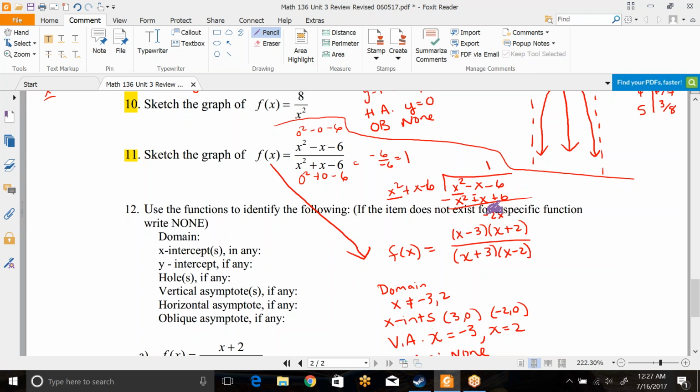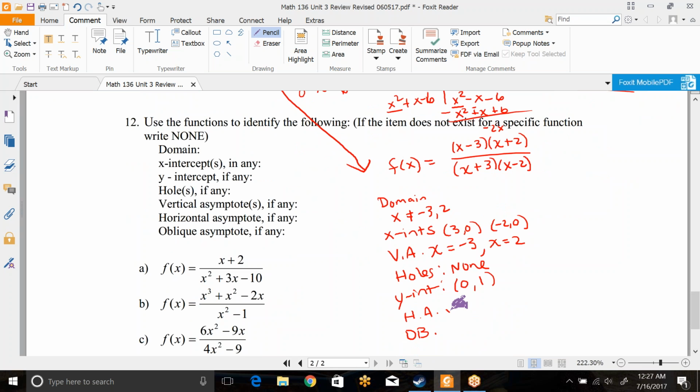But this can't go into this any further because x squared is bigger than negative 2x, so it's just going to be y equals 1. So if you don't get an x on top, you have a horizontal asymptote. If you were to get an x on top, you would have an oblique, but we're not going to make you graph any obliques, so you shouldn't have to worry about that. You could have to graph a horizontal, though.